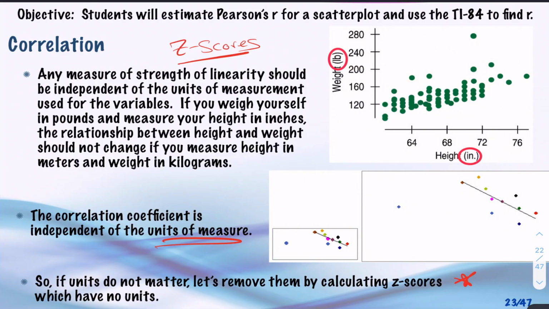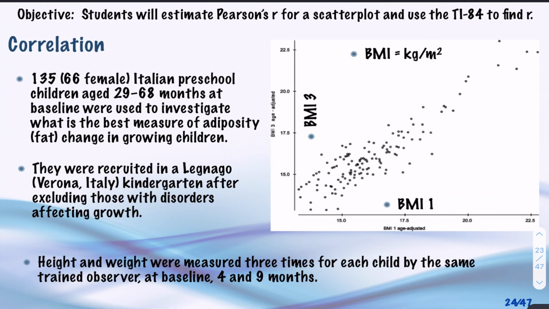So with part 2 on chapter 7, our idea is focusing on correlation. And with the last video, we ended with saying that the correlation coefficient is independent of the units of measure. So if units of measure don't matter, then we are going to remove them by calculating z-scores. What better way to visualize this than to think in terms of a problem? So let me paint you a picture.